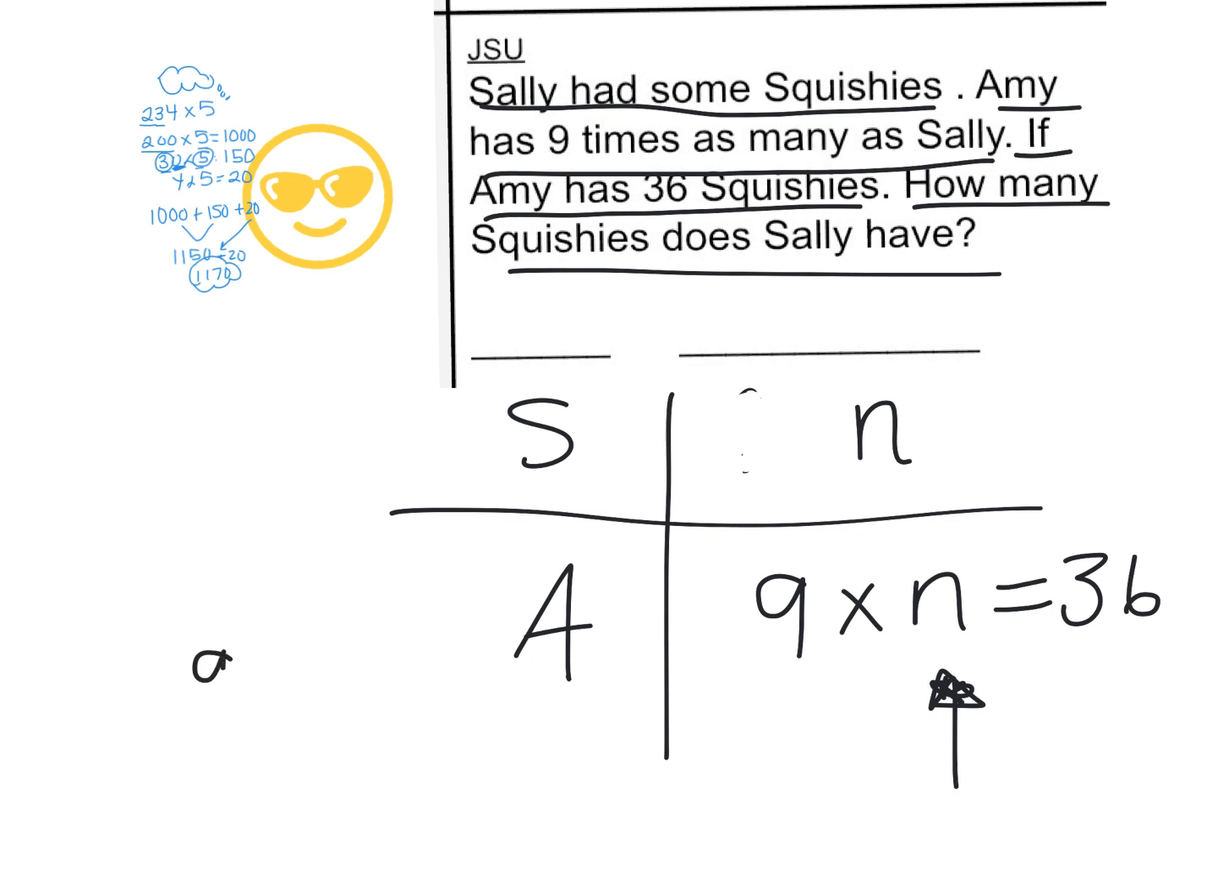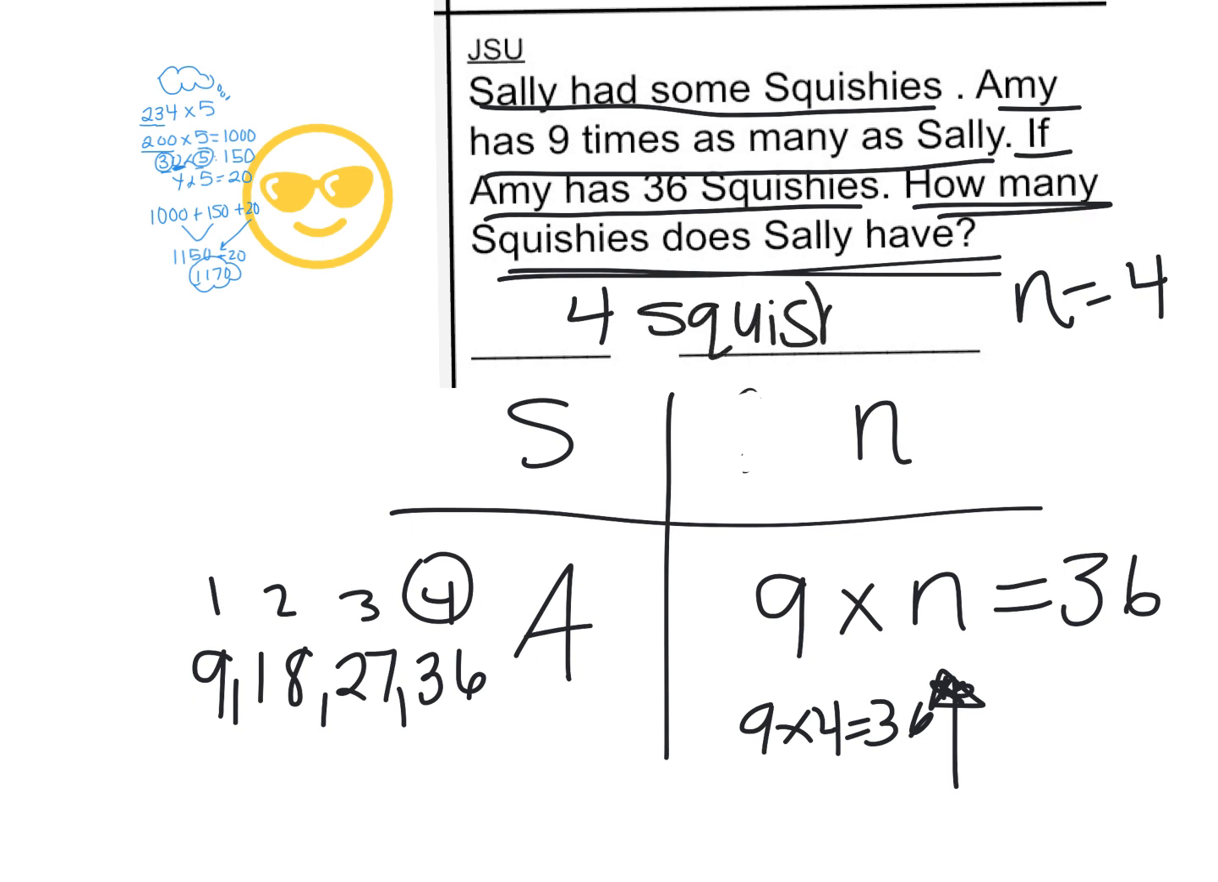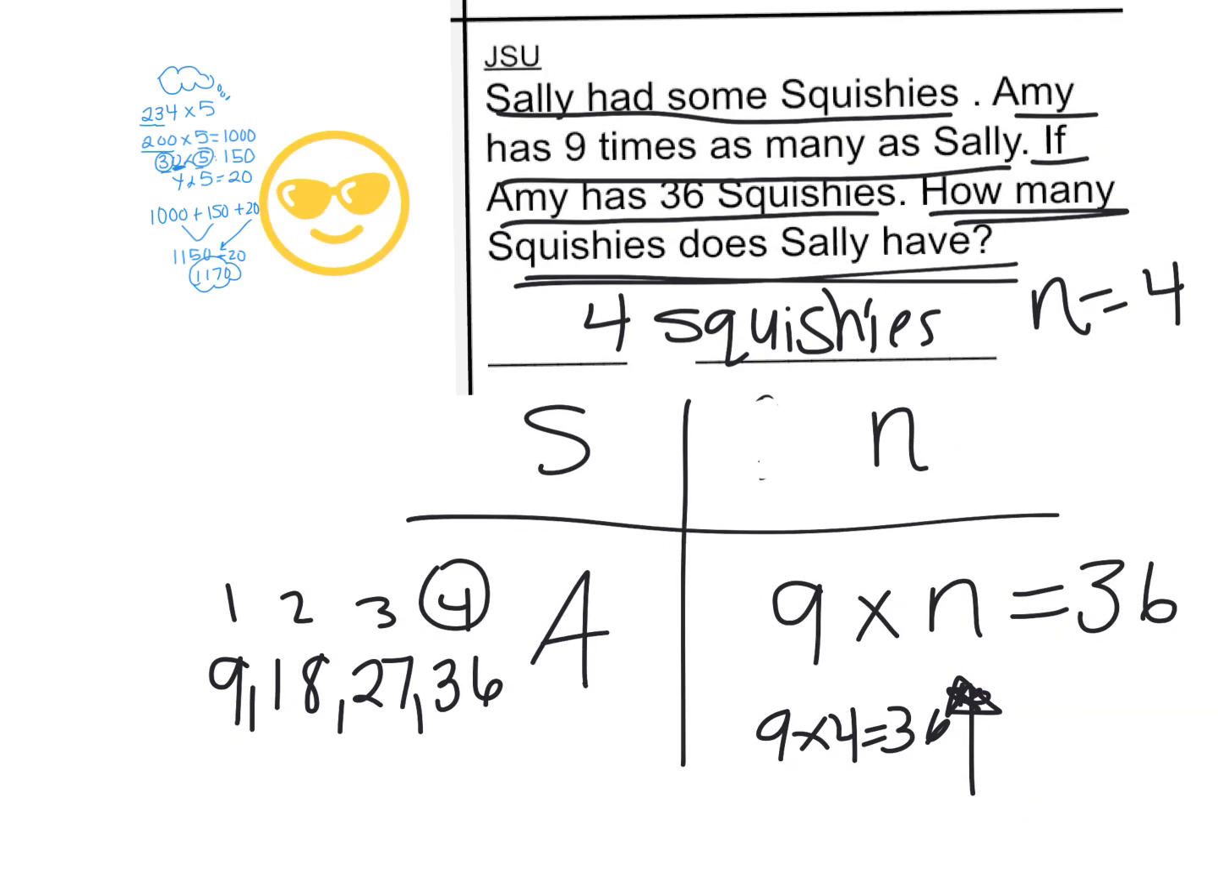Well, let's try. 9, 18, 27, 36. I did 1, 2, 3, 4 groups of 9. So that means that 9 times 4 is 36. So N is 4. So how many squishies does Sally have? She has 4 squishies. Cool? Cool. Good job, guys.